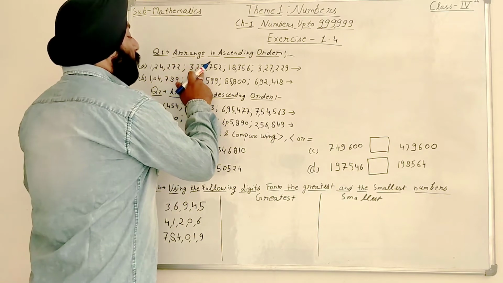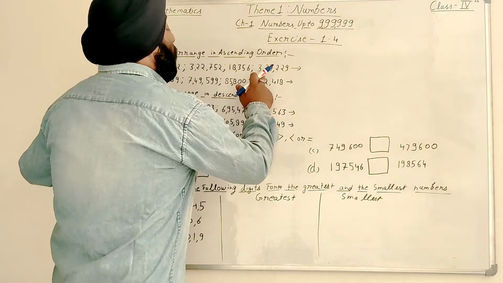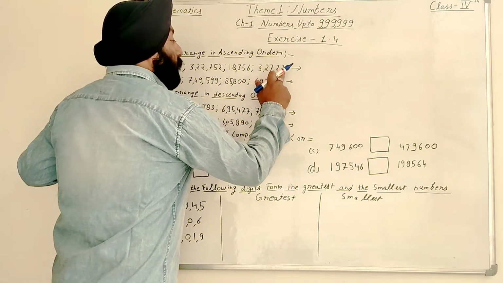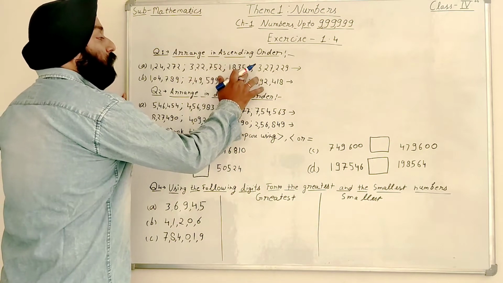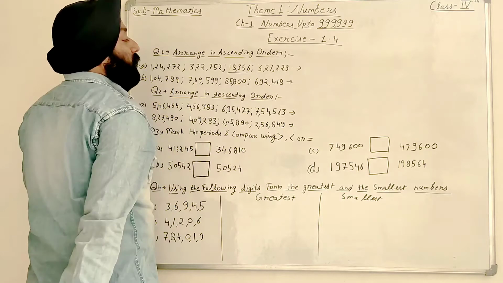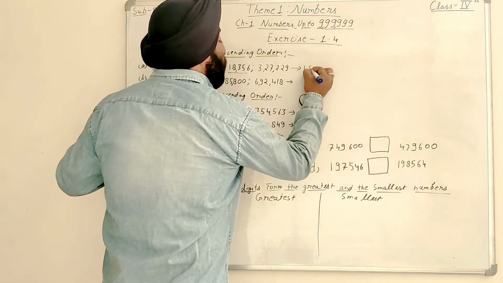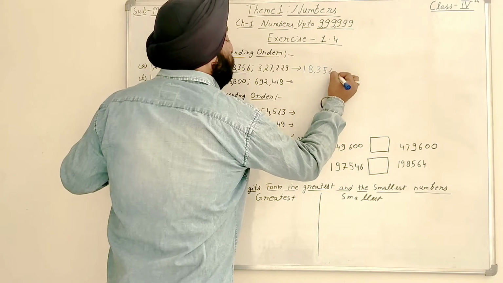1,24,272, 3,22,752, 18,356 and 3,27,229. So the first number, the smallest number, is 18,356. So first we have to write 18,356.